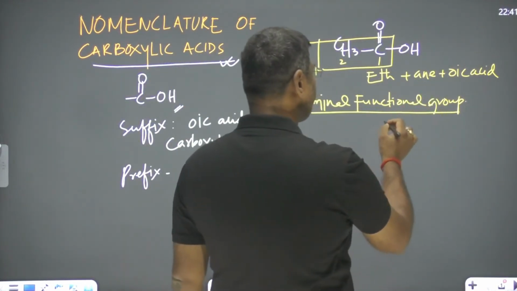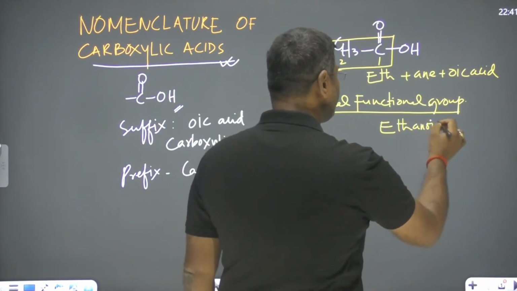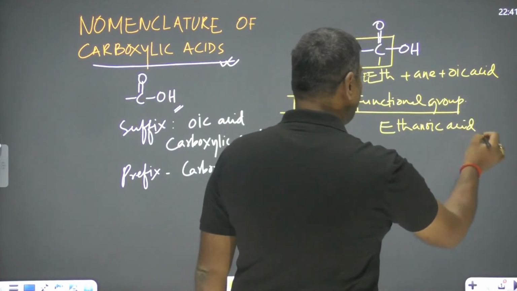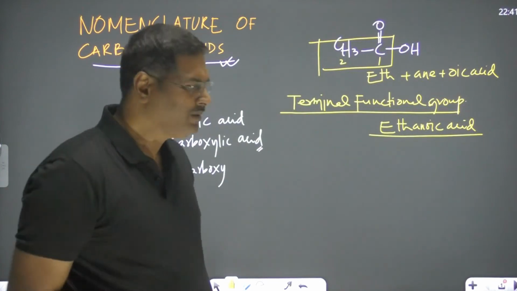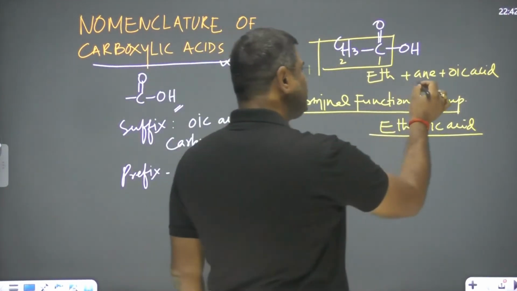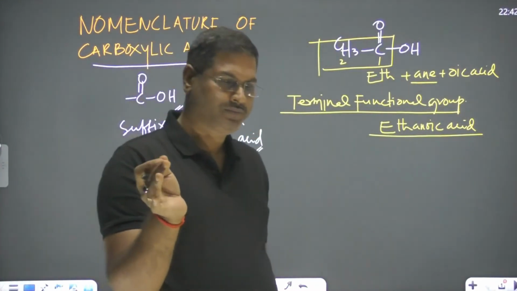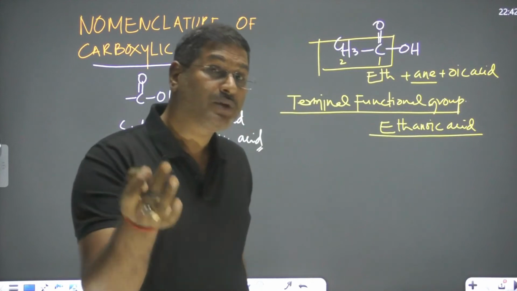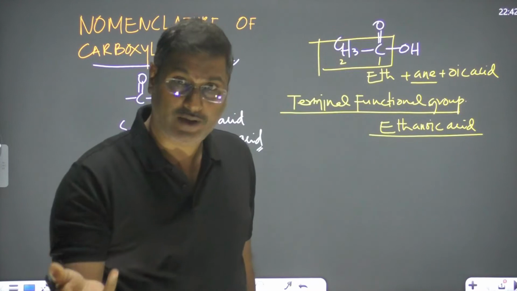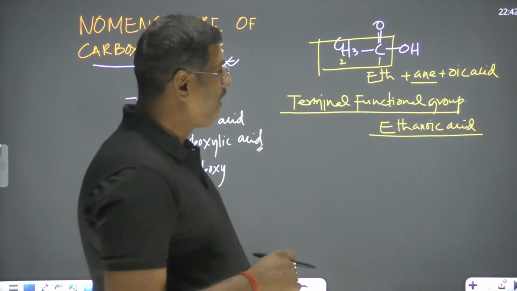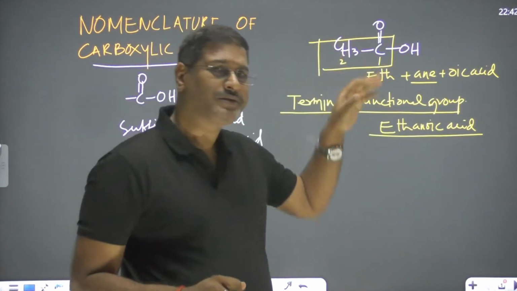What do you write here? Ethanoic acid. It's a small but important point that "an" is the primary suffix which indicates whether the compound is a derivative of alkane, alkene or alkyne. It is the word root. Oic acid represents the acid.